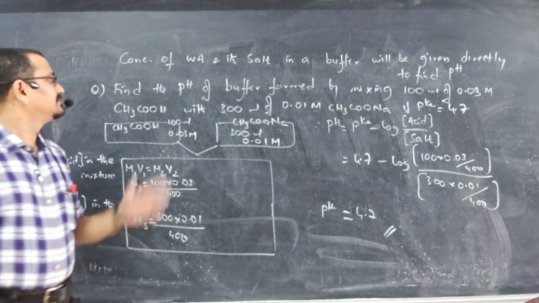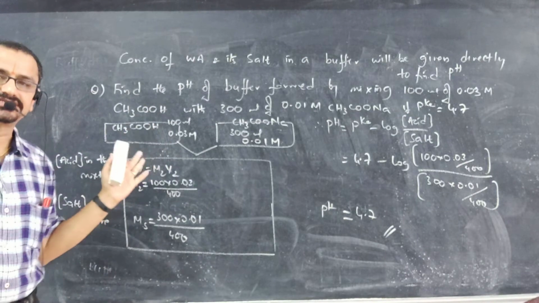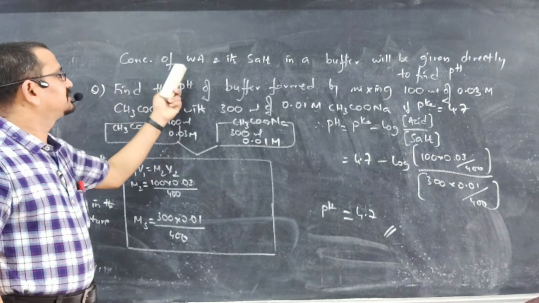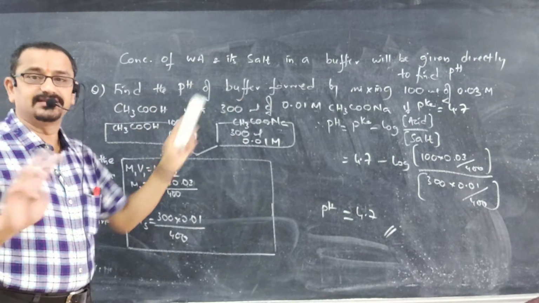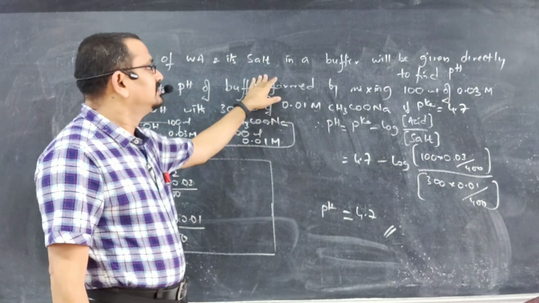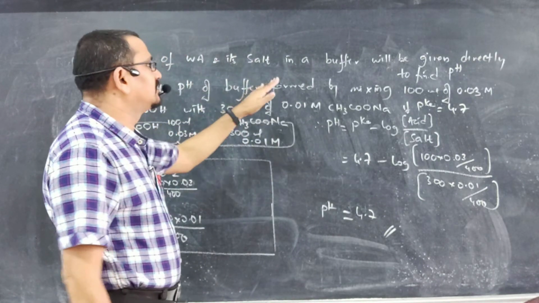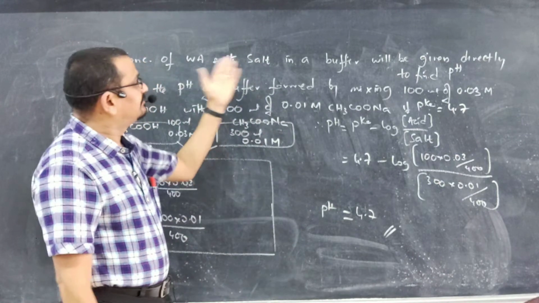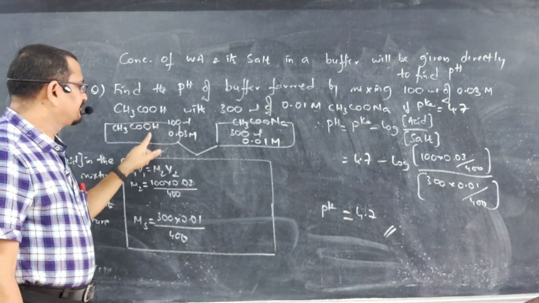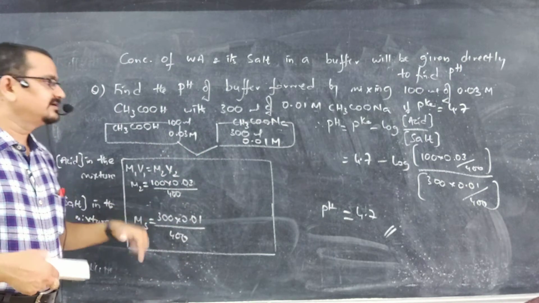See, this is a simple question from buffers in calculation, one of the models of calculation of pH of buffers. The concentrations of weak acid and its salt in a buffer may be given directly, or the concentrations of weak acid and its salt before mixing may be given. If the concentrations in the buffer are given directly, we can substitute. But this is a question where the concentrations of acid and salt were given before mixing.